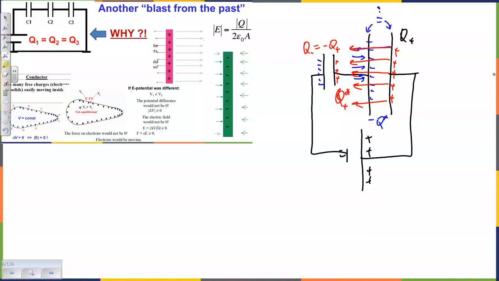That's it. Eventually, they should lose all the energy. Eventually, they should stop moving. And that means the electric field outside should be equal to zero. That means those two charges must be equal. The key word is equilibrium. That's how I spell it.